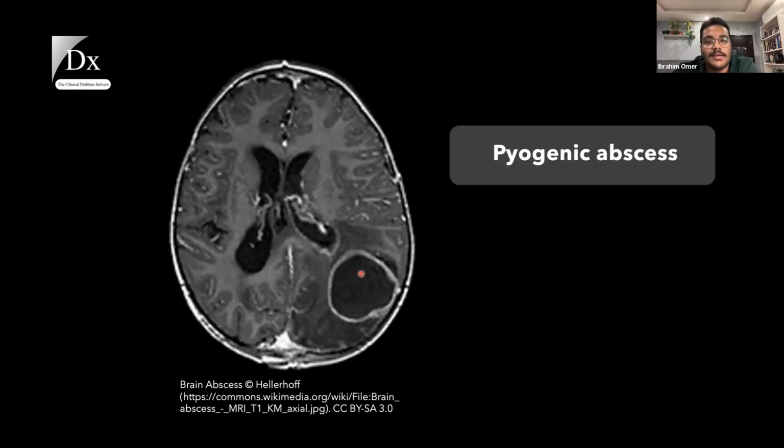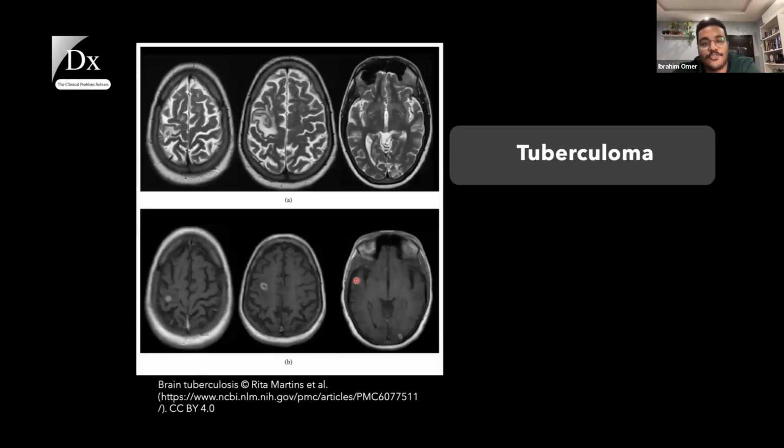Sometimes there could be some signs that could clue you into whether a patient is now developing a pyogenic abscess, and those could include hyperintensity in T2 images. And so this is the tuberculoma. So if you compare and contrast the tuberculoma as well as the pyogenic abscess, you might notice that they look fairly similar in comparison to each other.